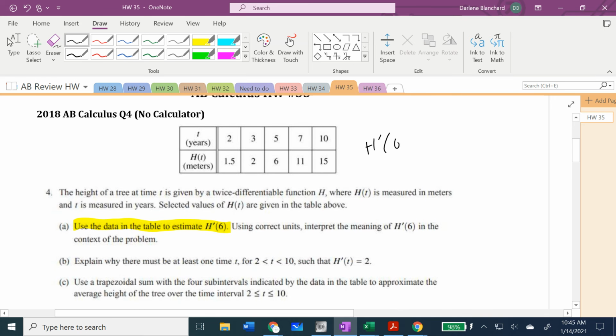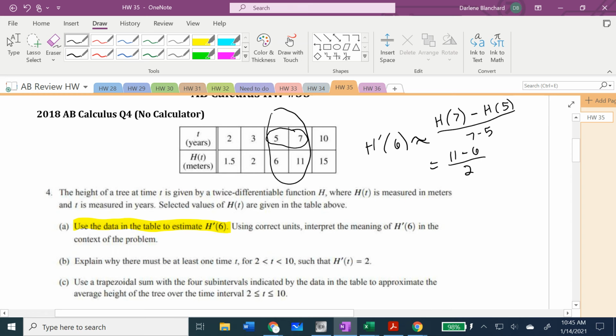H prime of 6 is approximately. The time 6 is in between 5 and 7, so you're going to do a slope formula on those two data points. It is best if you explain that you are using the h value of 7 minus the h value at 5 over 7 minus 5, and then put the numbers in of 11 minus 6 over 7 minus 5 gives me 2. You can leave it that way or take the risk, subtract, and cross your fingers.